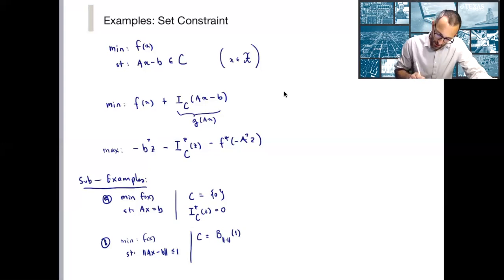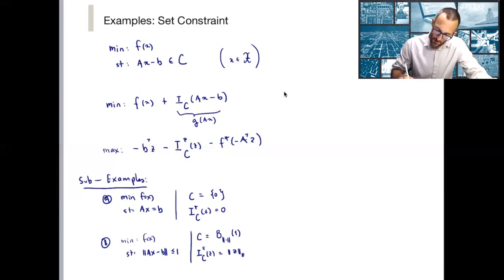And we actually derived this in one of the earlier lectures on Fenchel duality. The Fenchel dual of the indicator function of a norm ball is exactly equal to the dual norm. So this is equal to the dual norm of z.